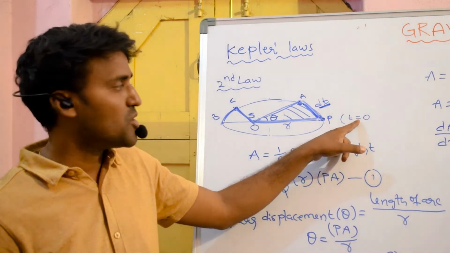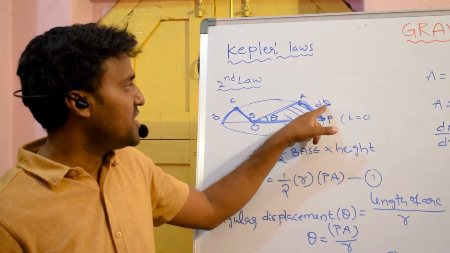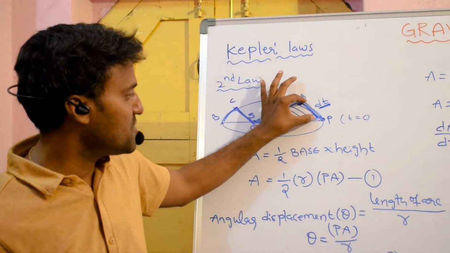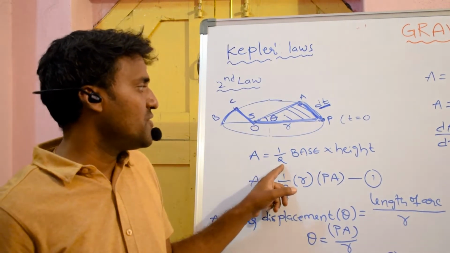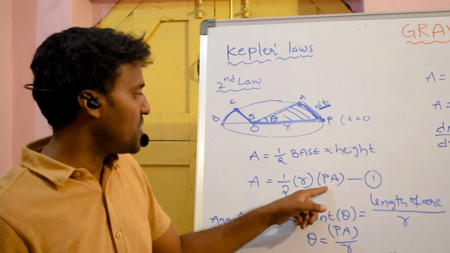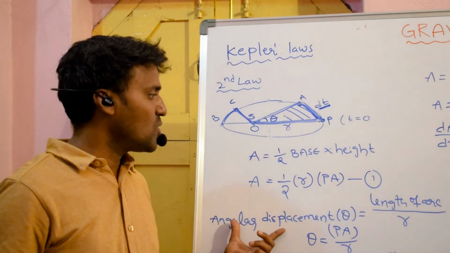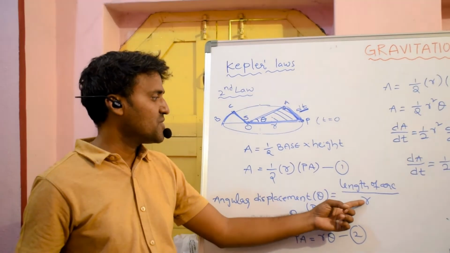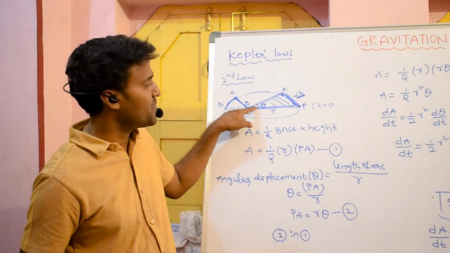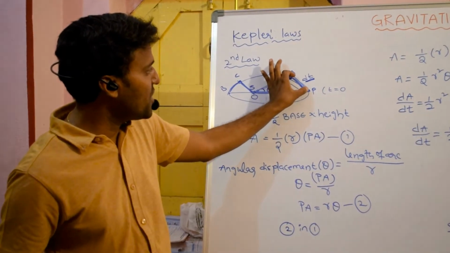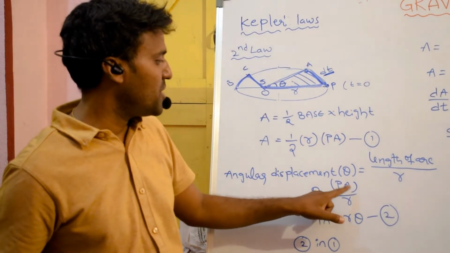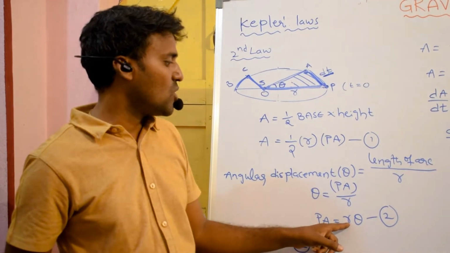Initially at t equal to 0, the planet position is P. After dt time interval, the planet position is A. So it covers this much area. Area is equal to half into base into height. This is base and this is height. Height is nothing but PA. Angular displacement is equal to the length of arc by radius of the circle. When it is moving on the elliptical path, it subtends an angle at the center. So theta is equal to length of the arc by radius of the circle. Length of the arc is nothing but PA, so PA divided by R. So PA is equal to R into theta.